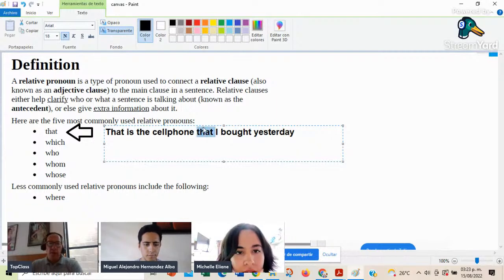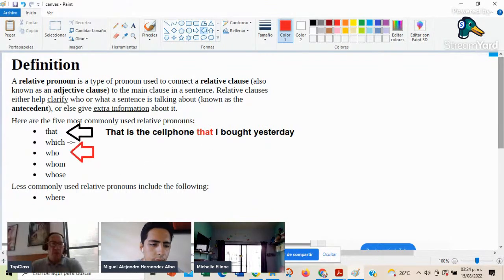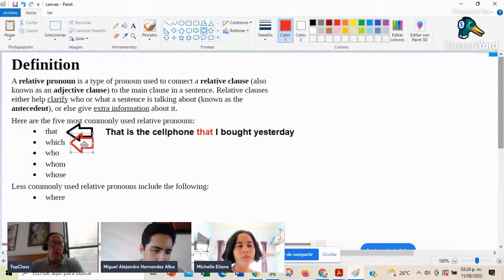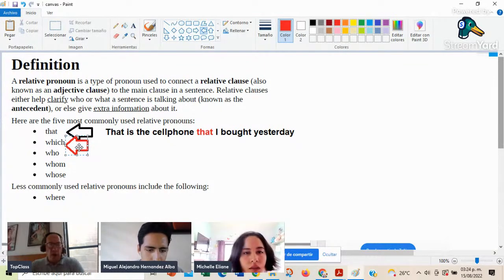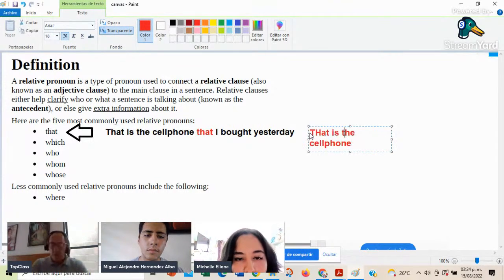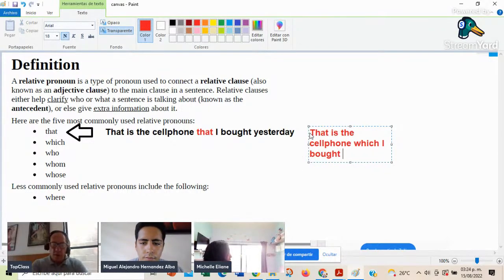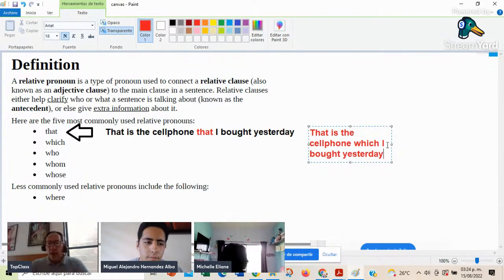Right. So the word that is this one here, that. And when you refer to objects, what word can you use in addition to that, Mickey or Mitch? Let's see. Which of these words do you use to refer to que when you are talking about objects? Which. So how would you rewrite this phrase, Mitch, using which, if you refer to an object? That is the cell phone which I bought yesterday. Perfect. Which I bought yesterday.